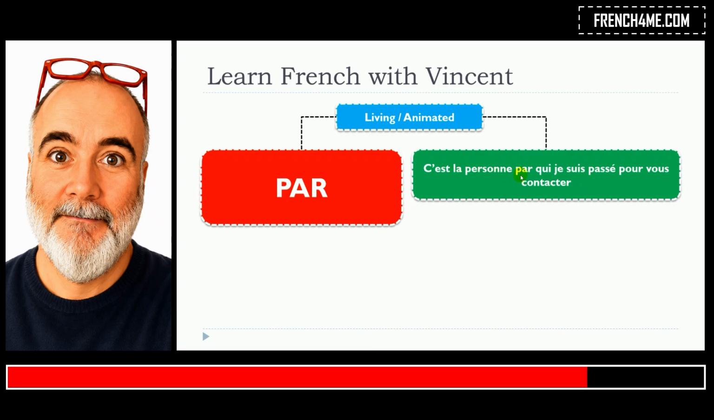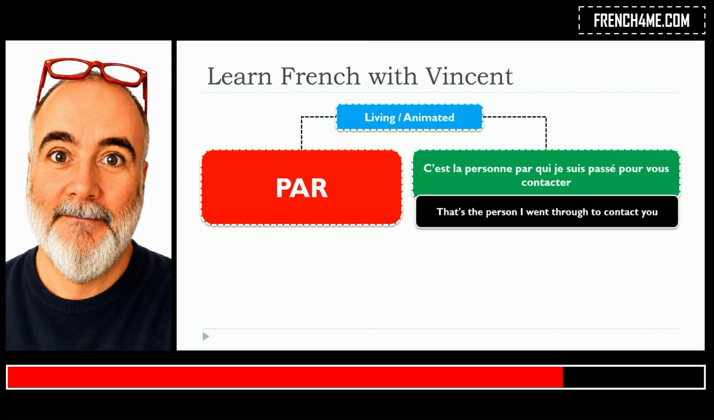La personne. After that, we will put the preposition par, and then the pronoun that we will use will be qui. C'est la personne par qui je suis passé pour vous contacter. D'accord? So you need to remember that in that case, we will use qui because it's living. Then let's see the second category.